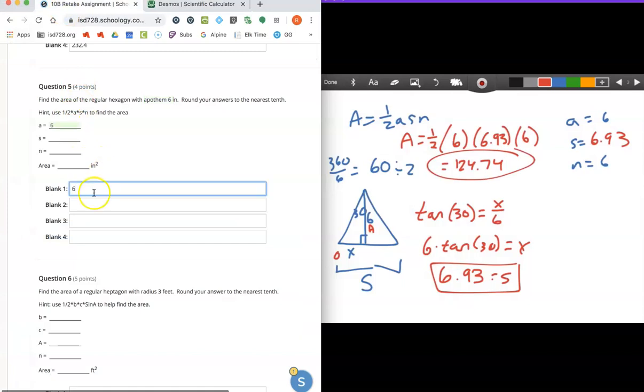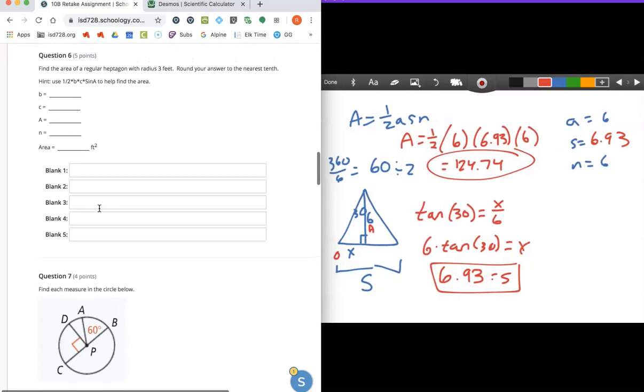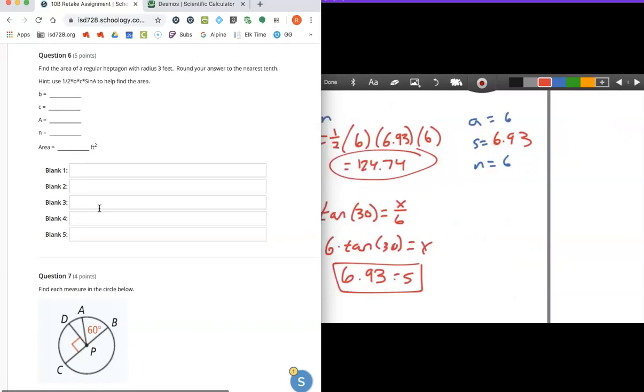So they gave us that A was 6. We found that to the nearest tenth, S was 6.9. We have 6 for N, that was given. And we have 124.7 for our answer for number 5. Okay, number 6 is back to the radius way.